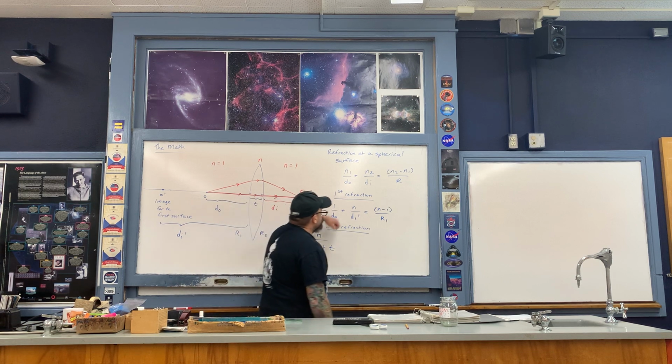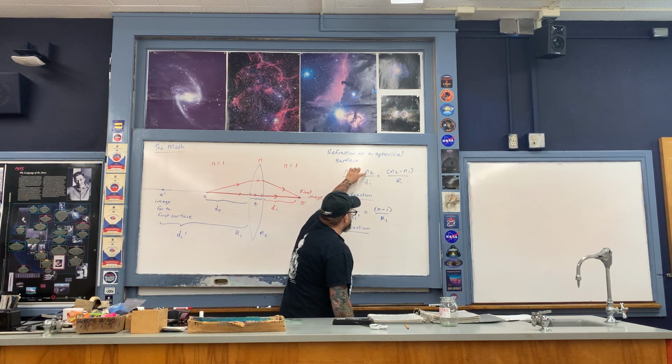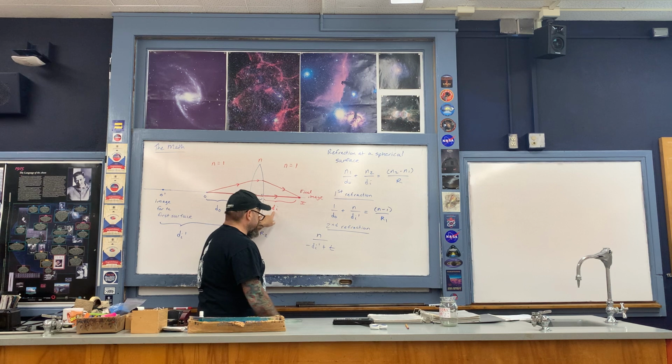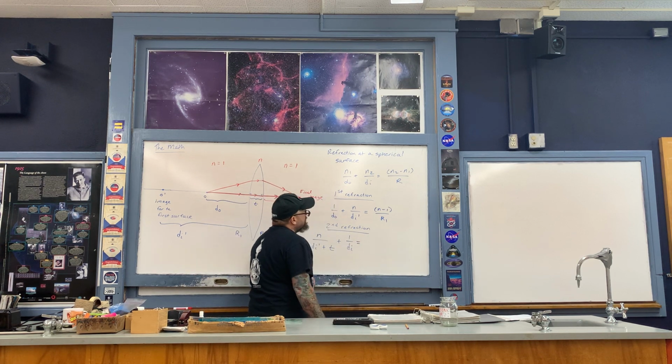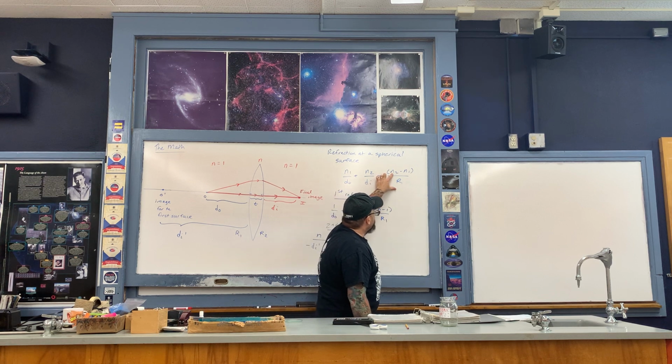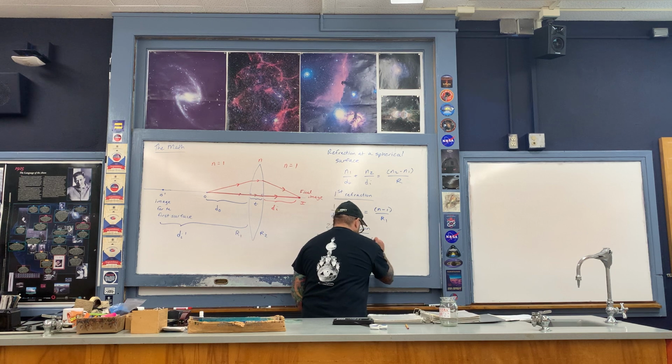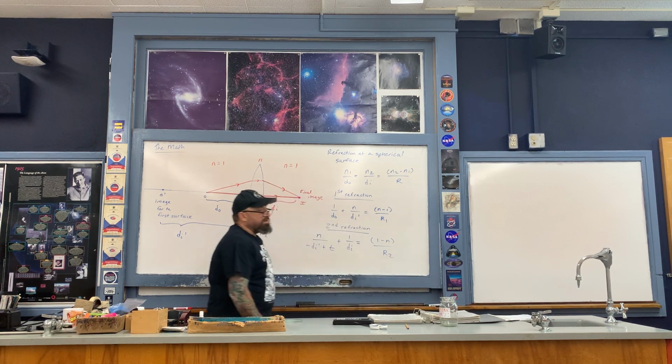Okay, now in the second term, this is going to be n for air over the final image distance here, di, equals then n for air minus the n for glass over the second radius of curvature. That then looks like this.